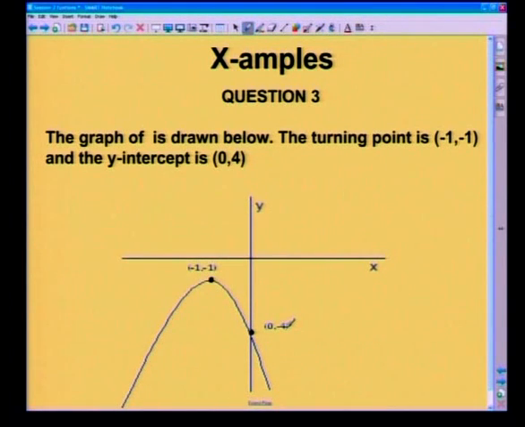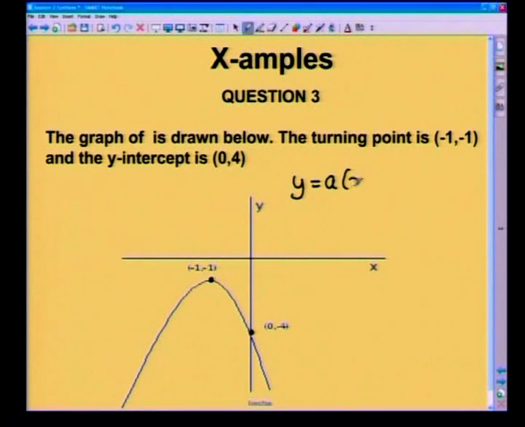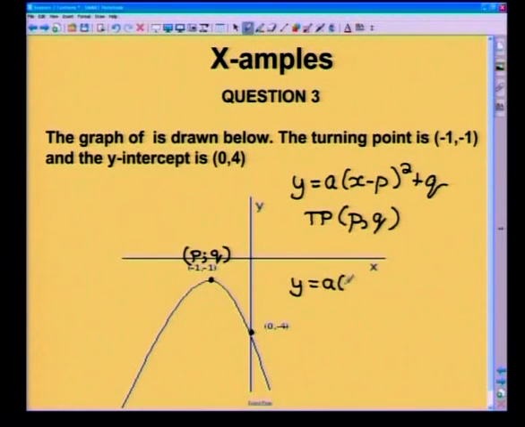Now, in the first question, when we did the x-intercepts, we worked with the equation y equals a(x minus x1)(x minus x2). Here, we would have to work with our traditional a(x minus p) squared plus q, where the turning point of the parabola is given by (p, q). So what I'm saying to you in effect is that is your p and that is your q. So we would say y is equal to a(x plus 1) all squared minus 1.